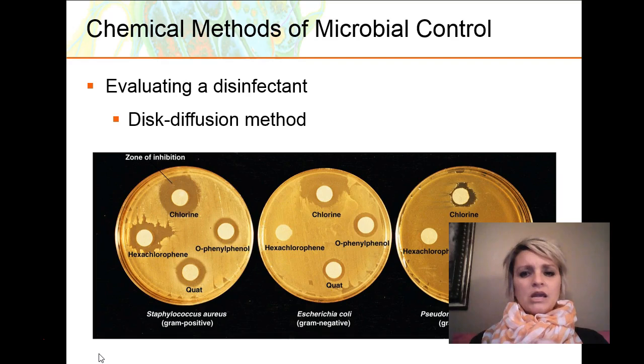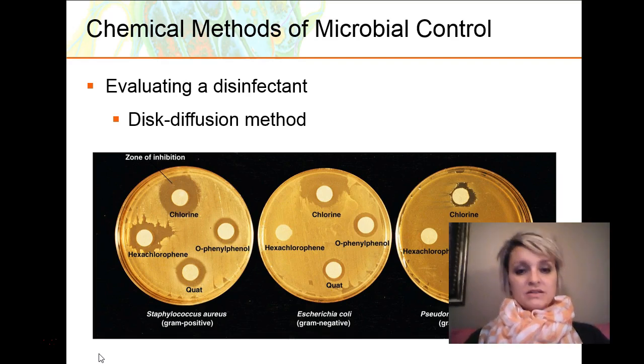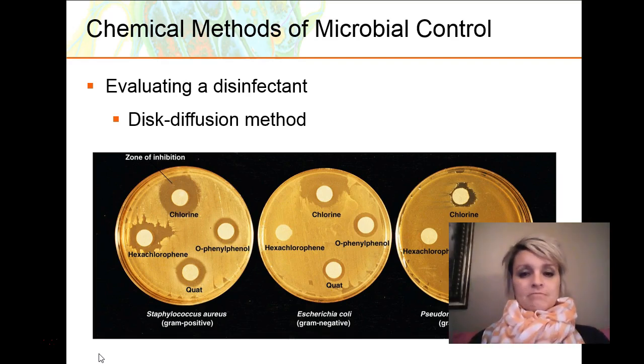So this is an agar plate that we have swabbed with E. coli. And E. coli, as you know, is found in the colon, right? That's Escherichia coli. Take a look at those four things. I have chlorine, I have O-phenylphenyl, I have quaternary ammonia, and I have hexachlorophene. And I'm going to ask you a couple of questions. Number one, do all four of these chemicals treat E. coli?